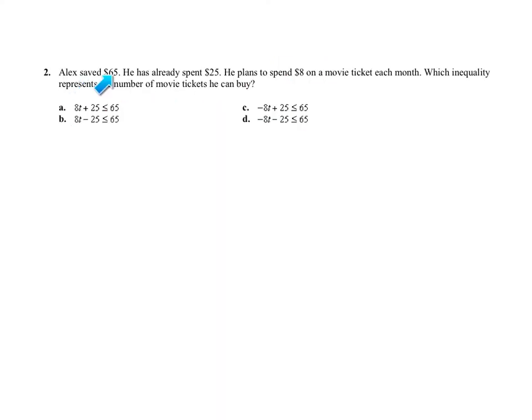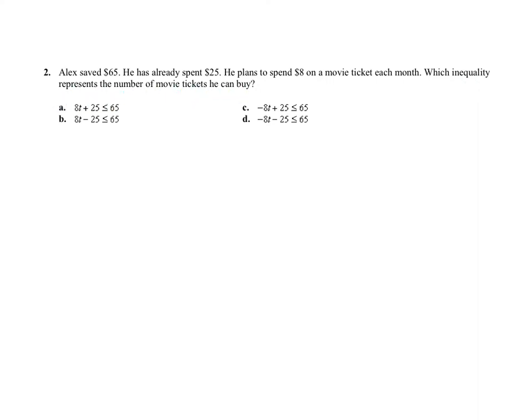Alex saved $65. He has already spent $25. He plans to spend $8 on a movie ticket each month. There is my rate of change. For every movie ticket he buys, for every month, he's going to spend $8. So this number is going to get our variable. Which inequality represents the number of movie tickets he can buy?